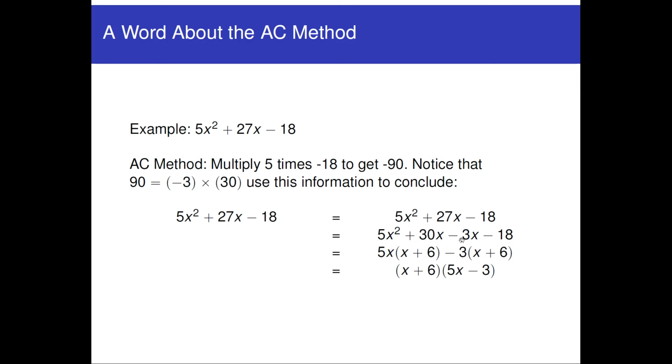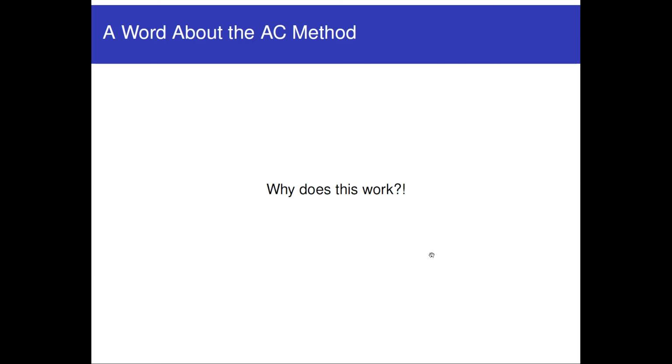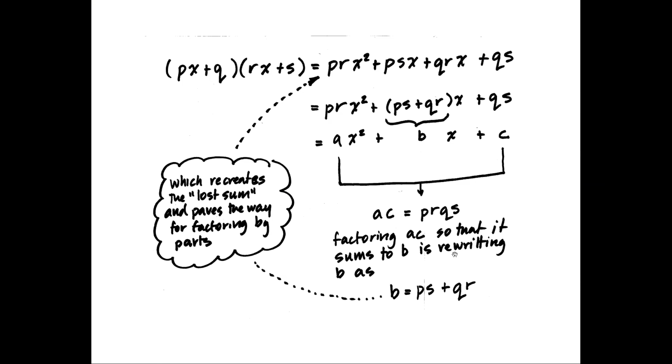But why does this work? Well, here's why it works, and it's not an easy explanation. If I take these two products, px plus q and rx plus s, and multiply them together, I get prx squared plus psx plus qrx plus qs. Usually, we group these two like terms in the middle, factoring the x out, and then we calculate these numbers. We don't leave them as products. So we calculate pr and call it a, ps plus qr and call it b, qs and call it c. This is the thing we're typically given to factor.